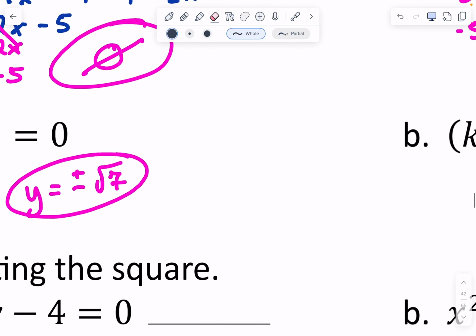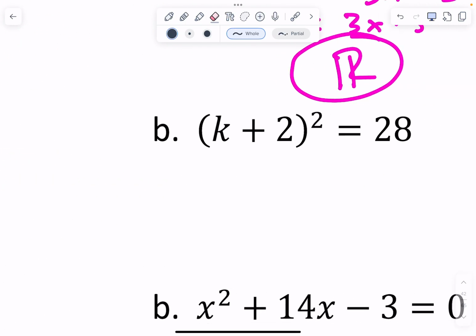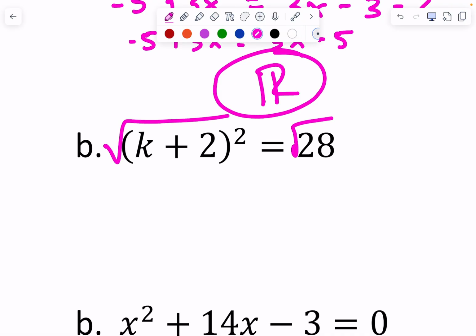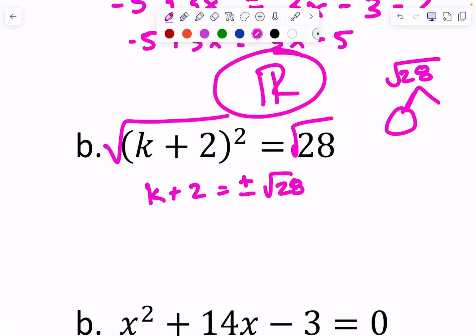Okay, now, B. Some people are going to try to FOIL that left side. No, no. It's something times itself, so take the square root. x plus 2 equals plus minus the square root of 28. Do you know what 28 is? It's 4 and 7, so it is 2 squared, 2 square roots of 7. If you put it on the test as the square root of 28, I'll take it. Whatever, it'll be fine.